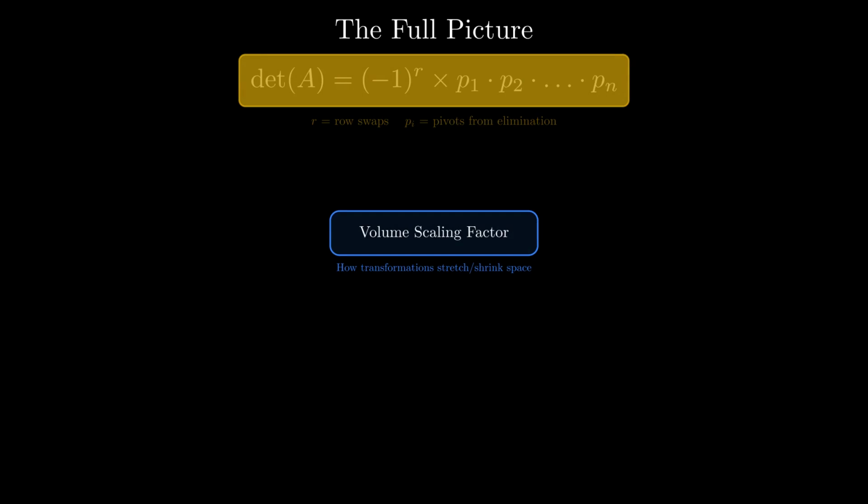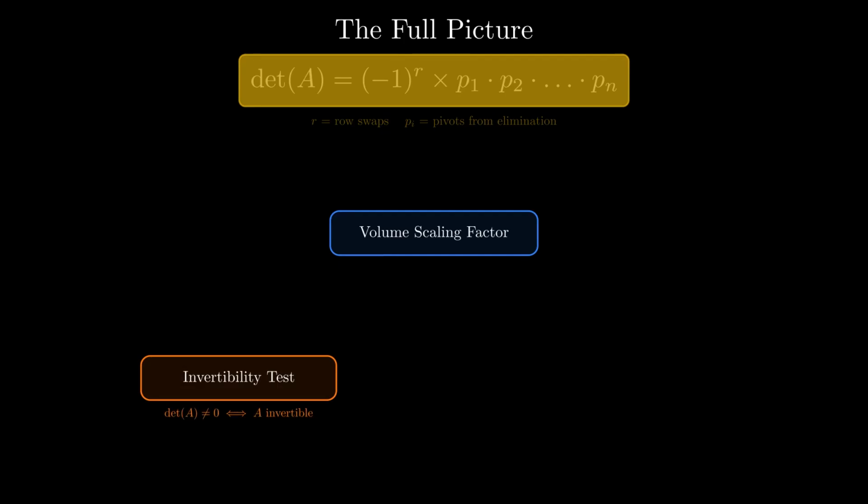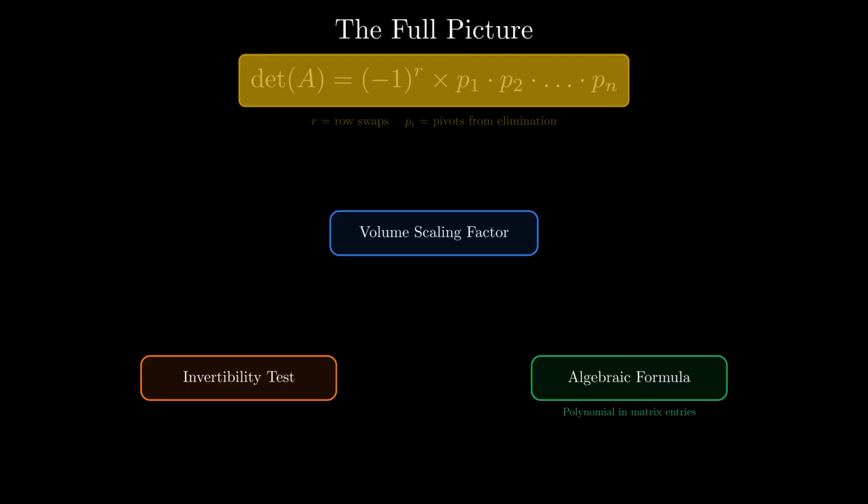First, it is a volume scaling factor, telling us how a linear transformation stretches or shrinks space. Second, it is an invertibility test. The matrix is invertible if and only if the determinant is non-zero. Third, it is an algebraic formula, a polynomial expression in the entries of the matrix. And Gaussian elimination beautifully bridges all three of these perspectives.